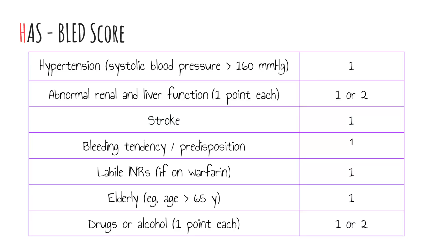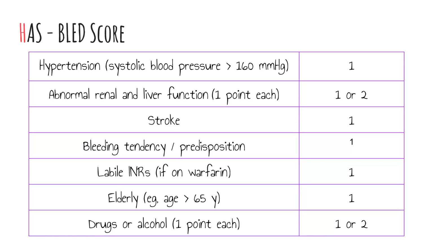the HAS-BLED scoring system. Now in the HAS-BLED scoring system, there are a number of different criteria that are looked at. One is hypertension, that is where the systolic blood pressure is more than 160. The presence of abnormal kidney or liver function tests, each of these has 1 point in this scoring system. The presence of stroke, any bleeding tendency or predisposition, the presence of labile INRs.